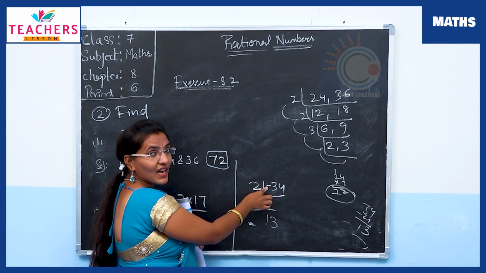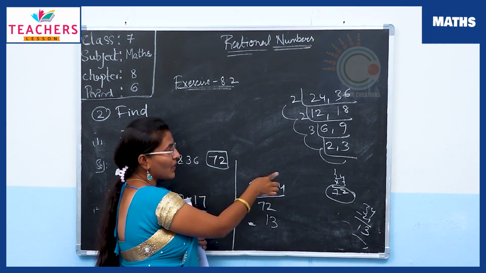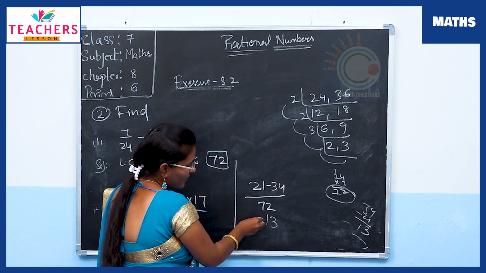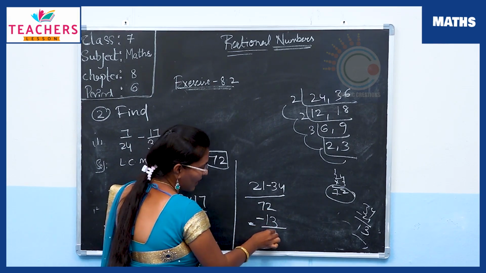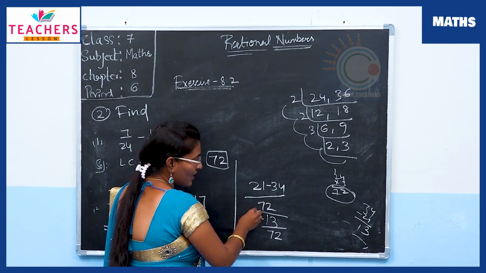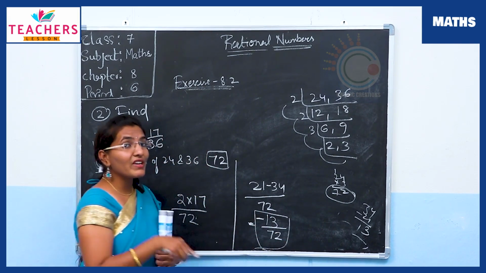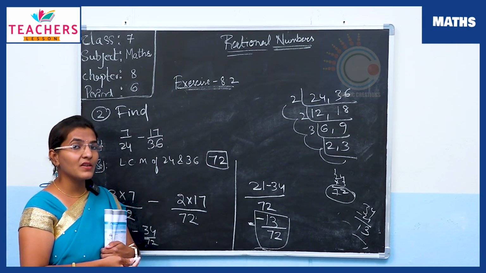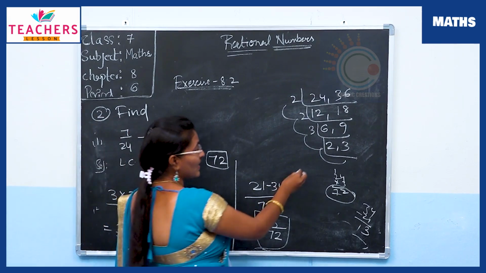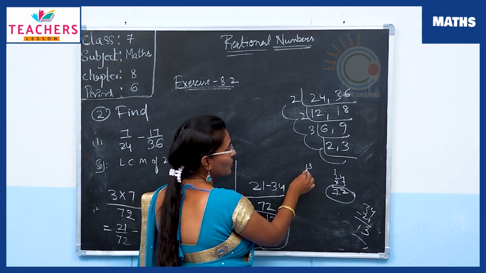But here, what is the sign? The negative sign is for the greater number, so you have to put the negative sign. 13 by 72, so this is the answer we got. Can we further simplify the given answer? Minus 13 by 72. Yes, because 13 is how many times 72?